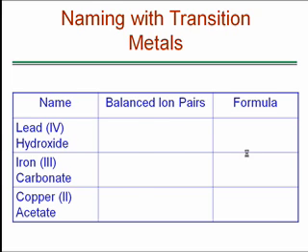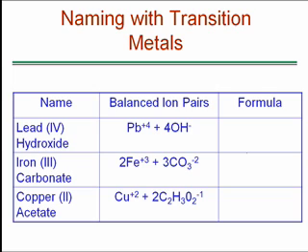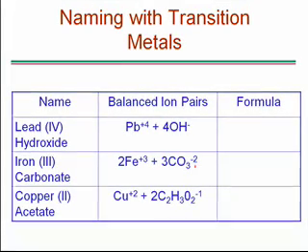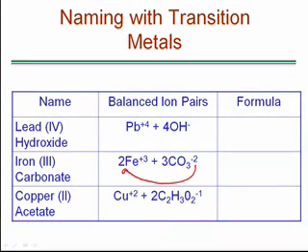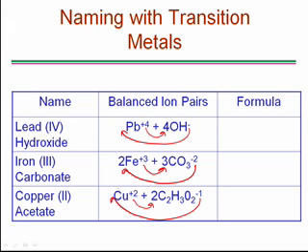So here are the answers. You have lead 4, which is a +4 charge, and then you need 4 hydroxides. Iron 3 carbonate, iron 3 means it's a 3+ charge. Carbonate is a 2- charge. We do the little chargy switchy, where these charges become coefficients. Do the same up here. And now we're ready to write the formula.